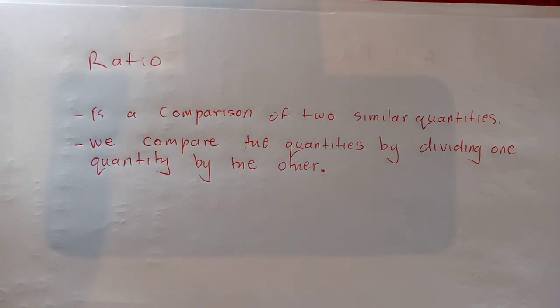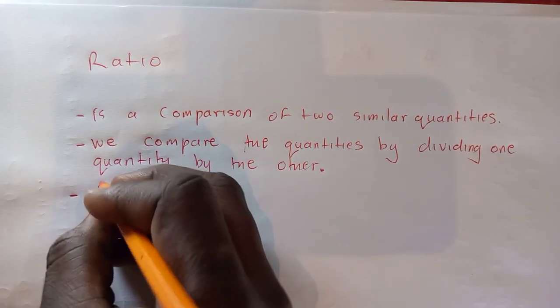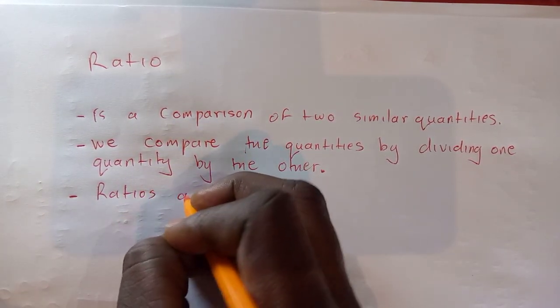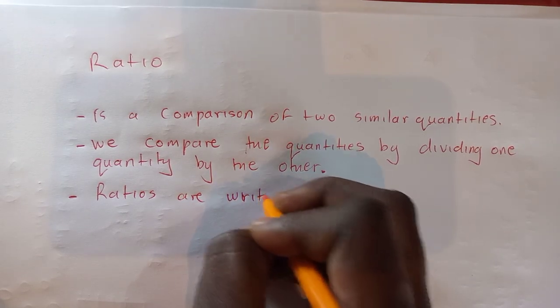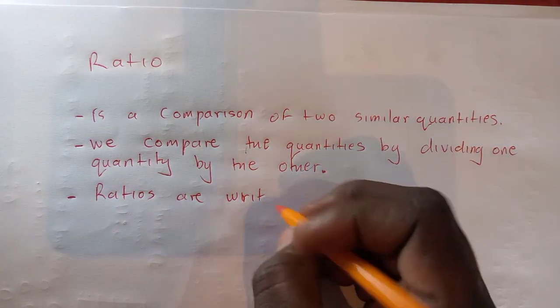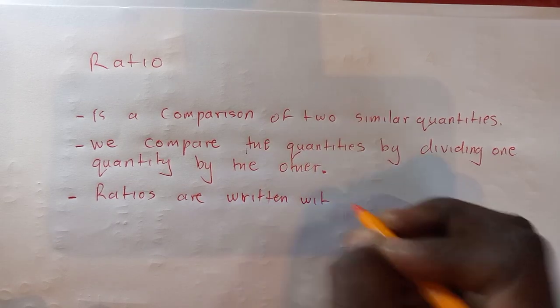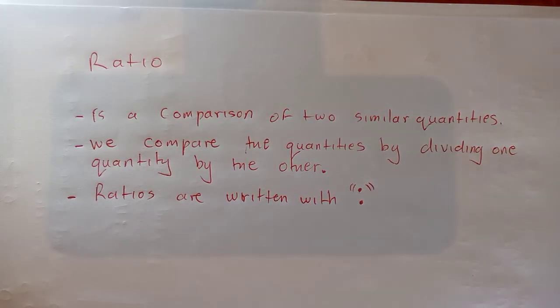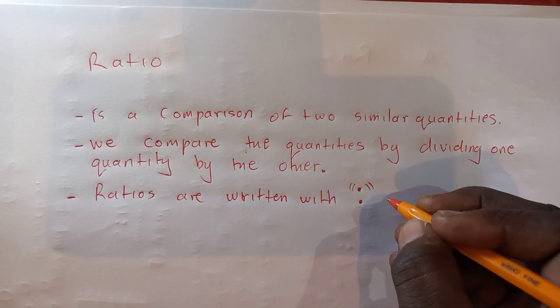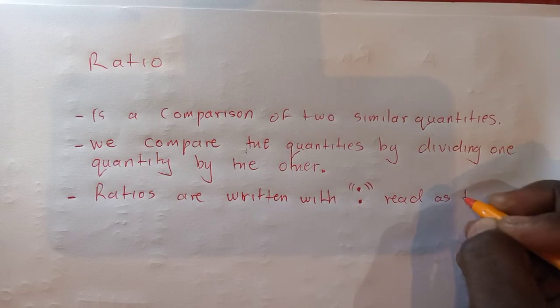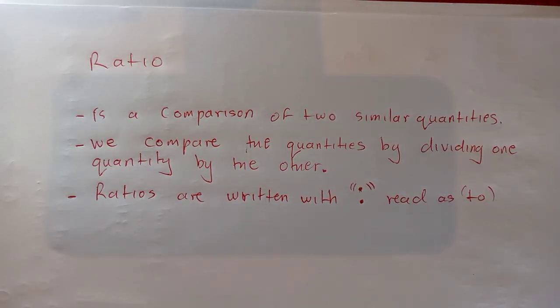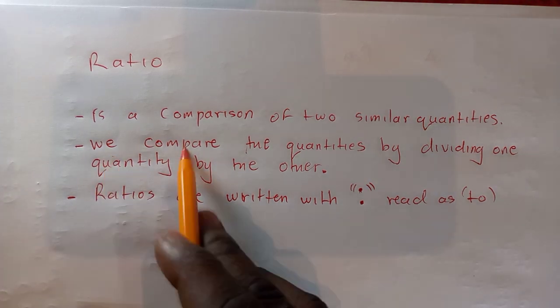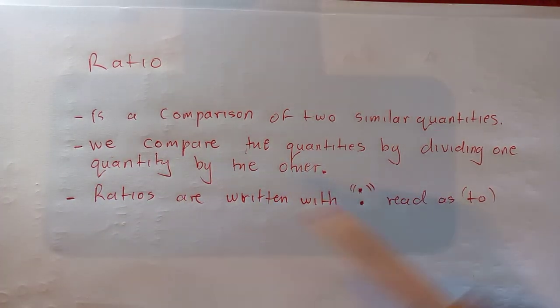Ratios are written using this symbol, which is read as "to". So in ratios, when you're comparing, you compare by dividing, and we use this symbol. This symbol is read as "to". We're clear on that one?